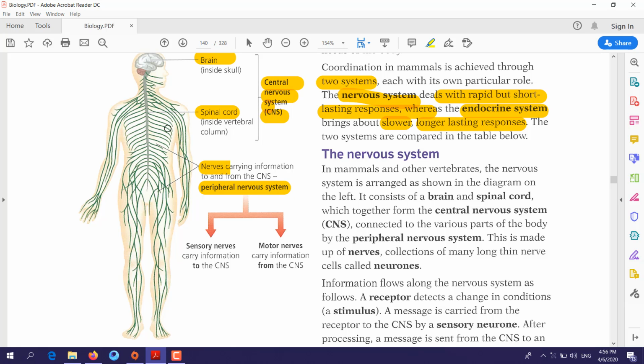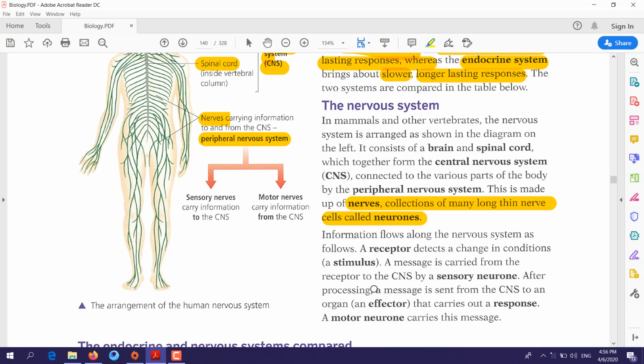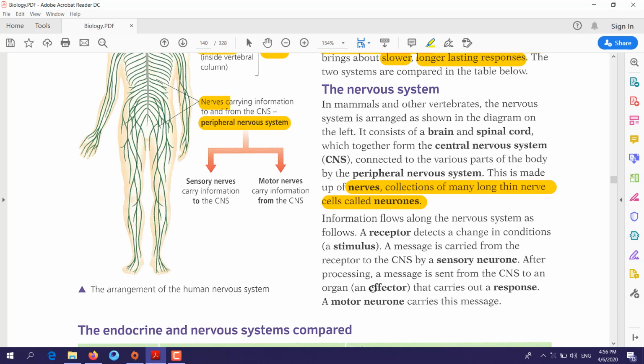Nerves, as you can see here, are the green ones. What are these nerves? A collection of many long, thin nerve cells called neurons. Now, how does this process happen, or how does the nervous system work? Information flows along the nervous system as follows.